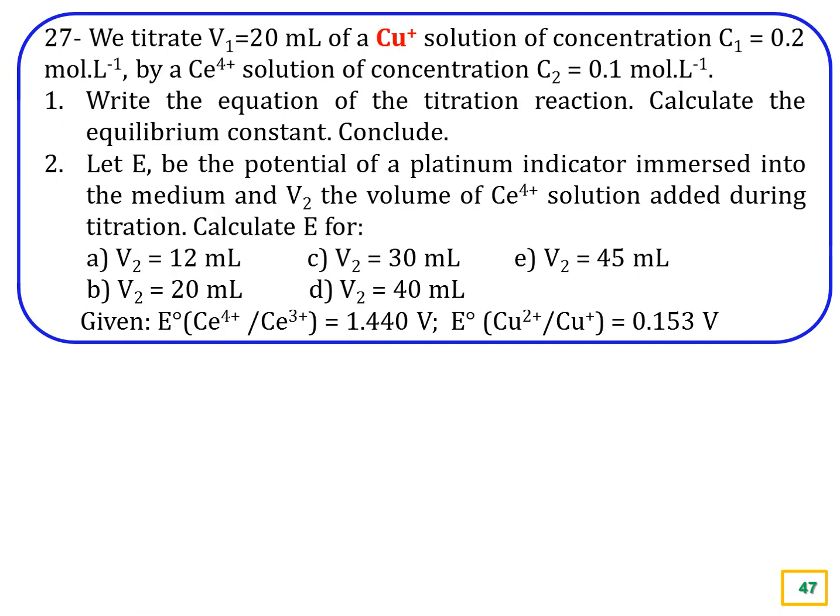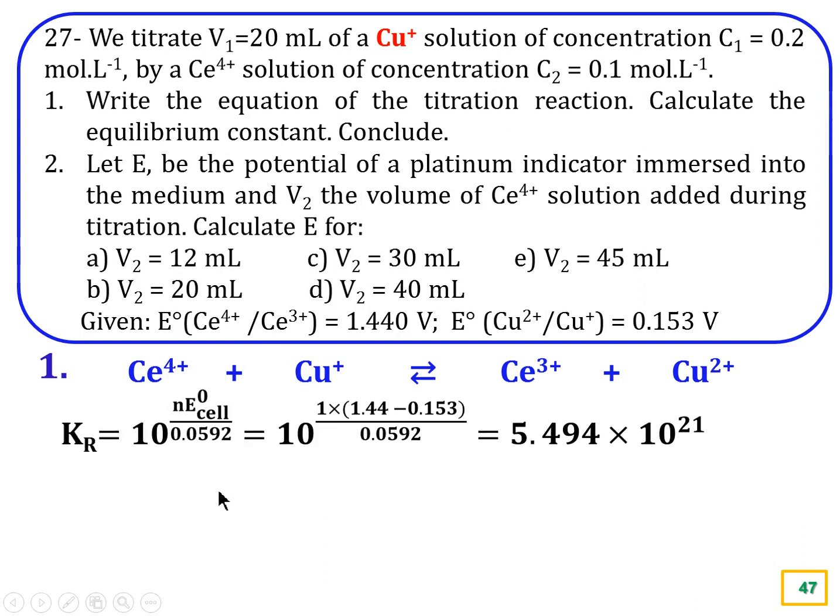We put the couples in increasing order of E, and E could not be calculated in this case since we don't have concentrations, so we put them in increasing order of E0 and we apply the gamma rule. So the reaction taking place is cerium 4+ plus Cu+ gives cerium 3+ plus Cu2+.